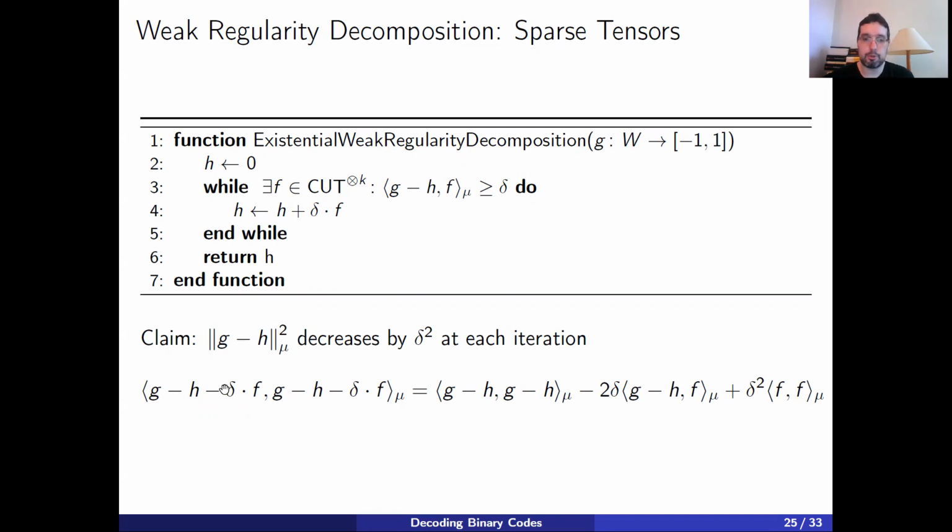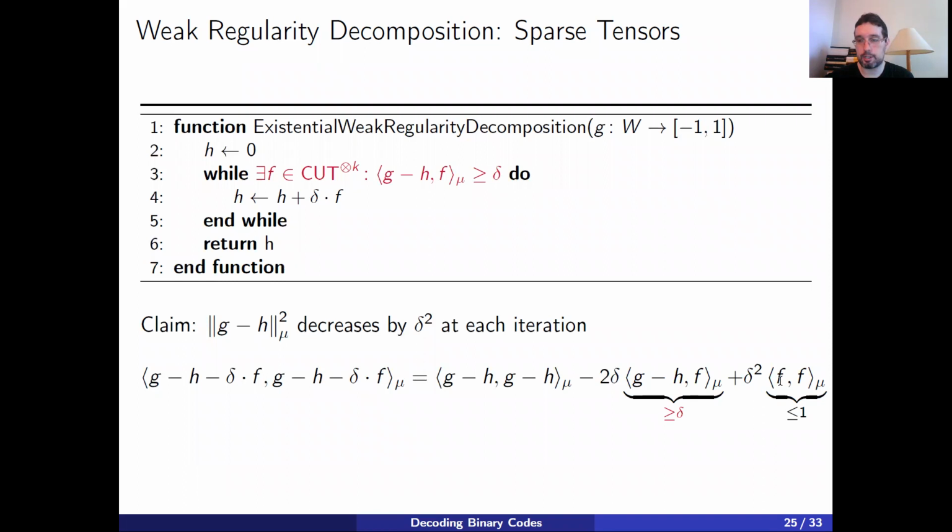So now let's compute the L2 norm squared after one iteration. And then this can be rewritten in this form. And here we have a cross term and this other term. The first observation is that f is a cut function, so its L infinity norm is 1, and then this norm is 1 as well. And this part here, since it's a cross term, and we had an iteration, it was chosen so that this is greater or equal than delta. So you get minus 2 delta squared plus delta squared, we should get a minus delta squared. So it decreases, and it started bounded and decreases, so it terminates, and when it terminates, it clearly gives what we need.